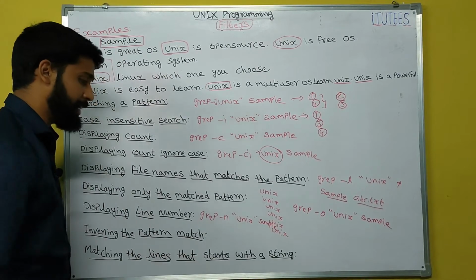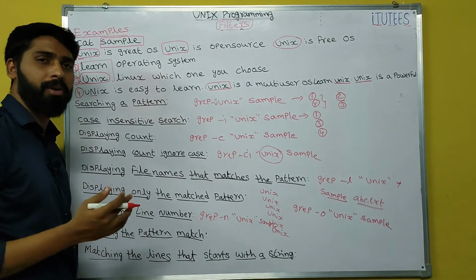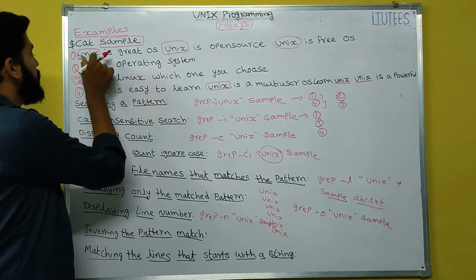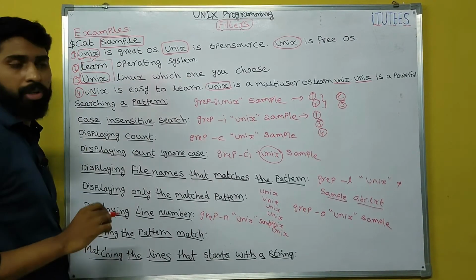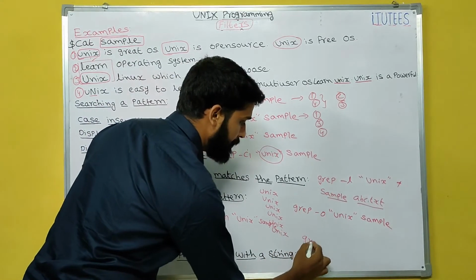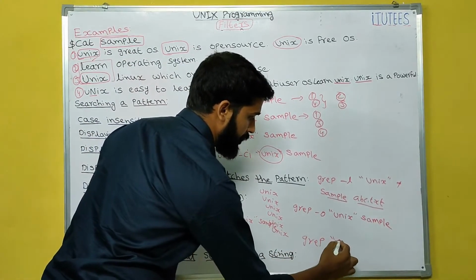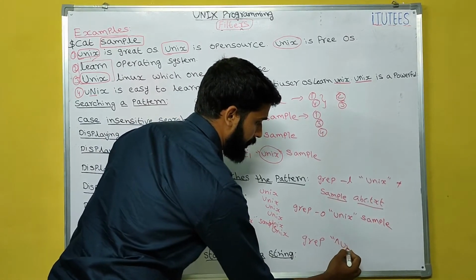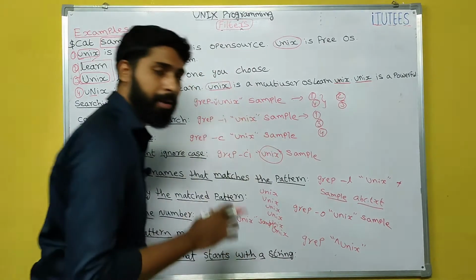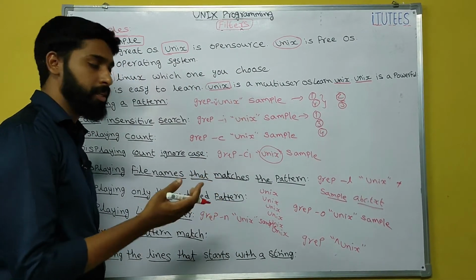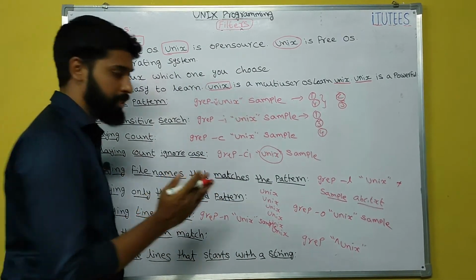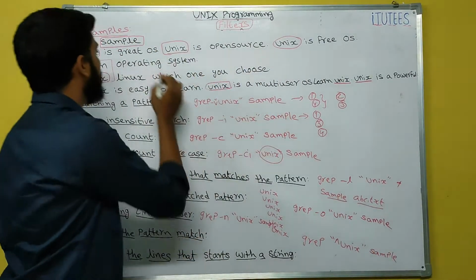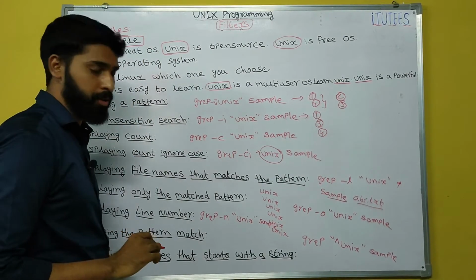So matching the lines that start with a string. For example, I want to know the lines which are starting with the Unix word. For example, this is the only line starting with Unix. How? grep, I can use the meta character caret. The caret means it identifies lines starting with Unix, and the file name is sample. Now it displays only the first line, that is the output.